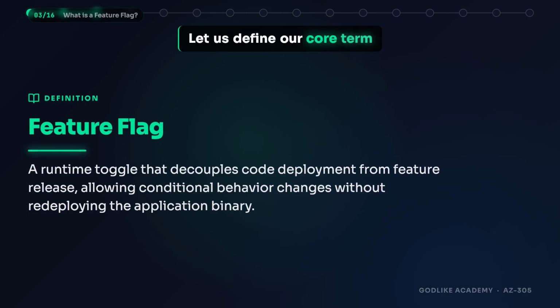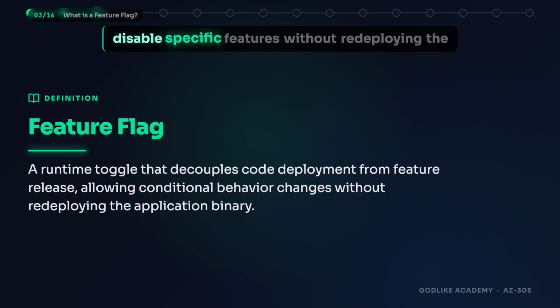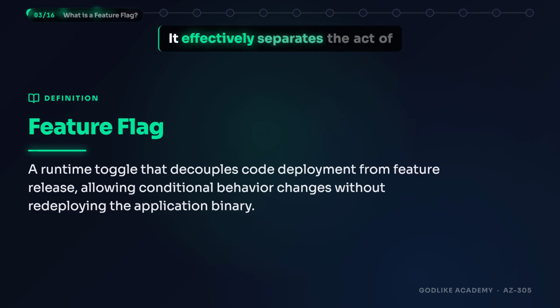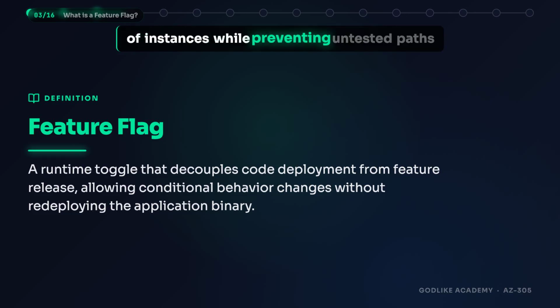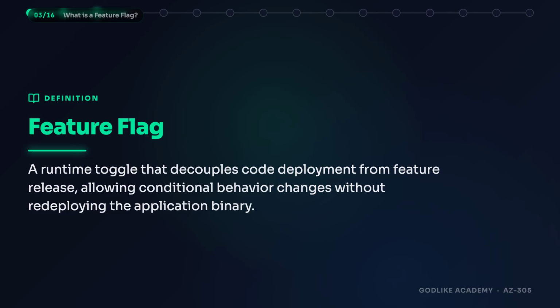Let us define our core term precisely. A feature flag, also known as a feature toggle, is a runtime mechanism that wraps code in a conditional check. This allows you to enable or disable specific features without redeploying the application. It effectively separates the act of deploying code from the decision to release a feature to users. You will use this pattern to safely roll out updates across thousands of instances while preventing untested paths from causing cascading failures in production.